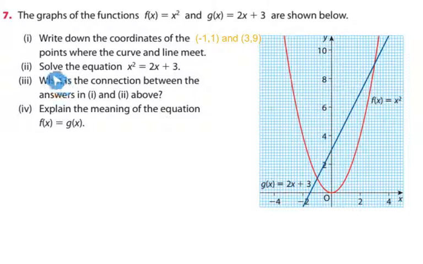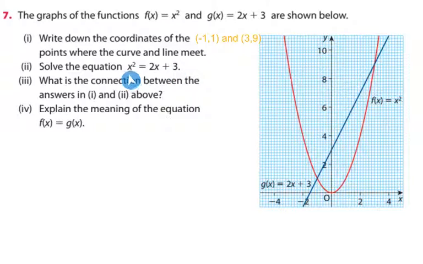The next question reads part 2. Solve the equation x squared is equal to 2x plus 3. Well, x squared is our curve and 2x plus 3 is our line. So solve means when do they cross over each other. In this case, what values for x make this true? Which values for x make x squared equal to 2x plus 3? Well, we've just identified them: minus 1 and 3.